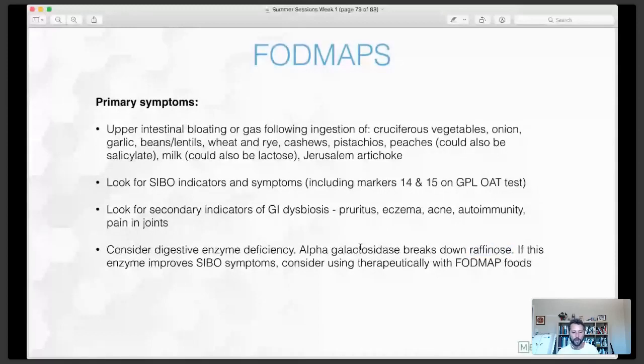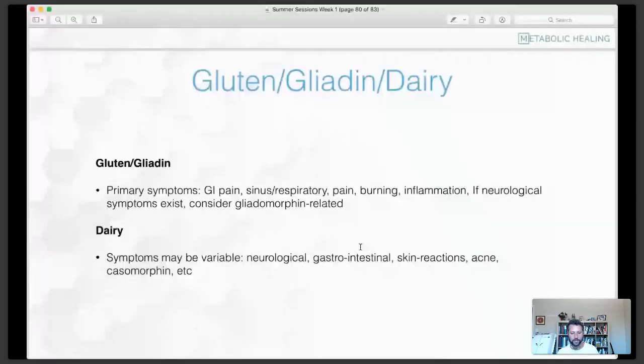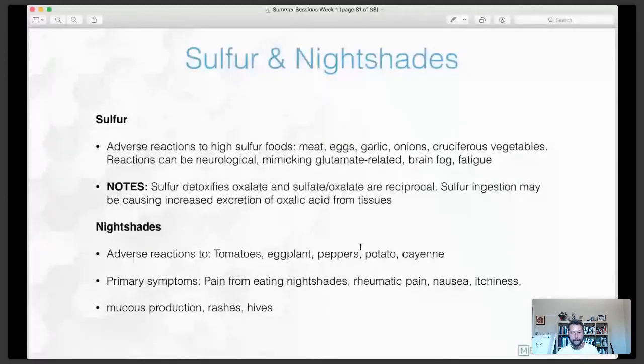Obviously, we know about gluten, gliadin, and dairy, so I'm just going to brush through that. Sulfur and nightshades, I just put that on there because it's important too to see if this is affecting your client. But again, with the sulfur issue, we used to think that it was the CBS gene. I don't think that's what it is. I think it's an oxalate problem. And I've had enough cases to show that the oxalates were causing sulfate issues.